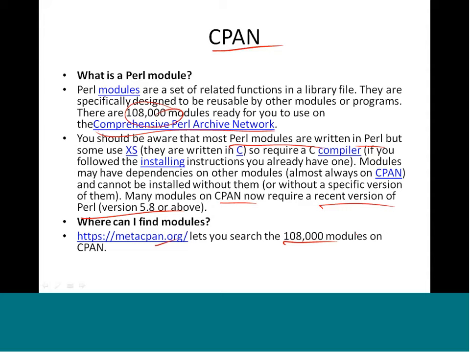So think of these modules as your apps. Only thing is these apps are actually connected to each other, so then you can write a super app by just meshing these apps into that super app. Essentially, you can think of CPAN as the iTunes for PERL, and it has about 108,000 modules ready for you to develop new apps.